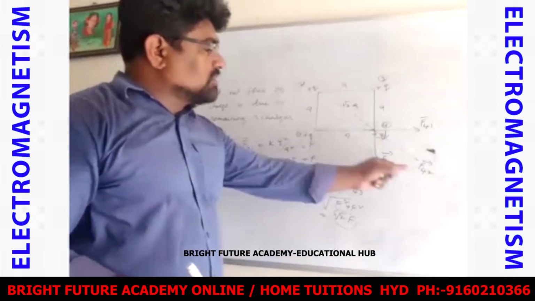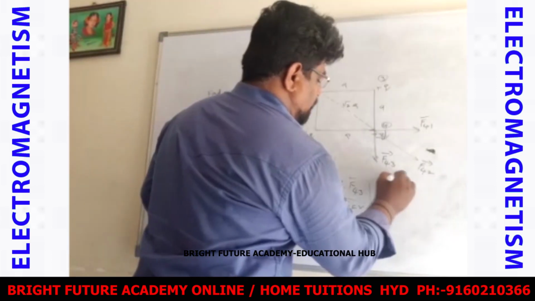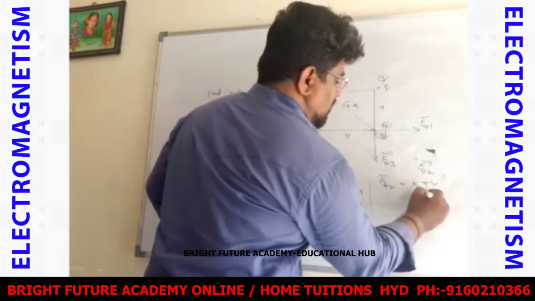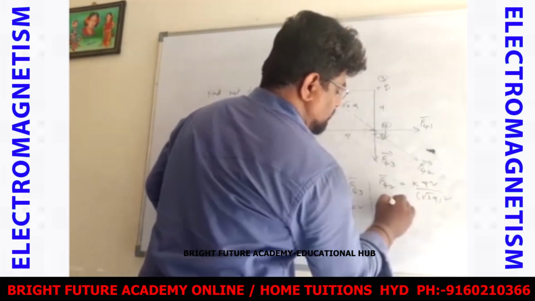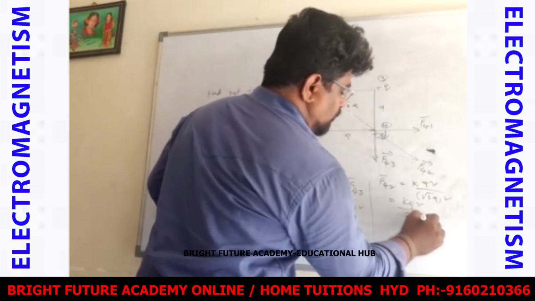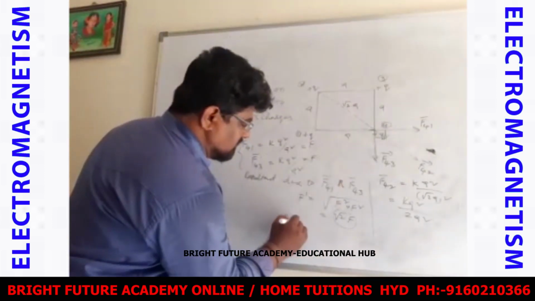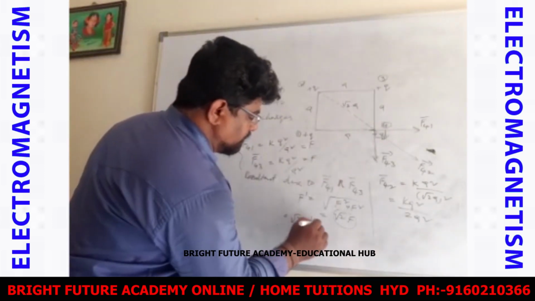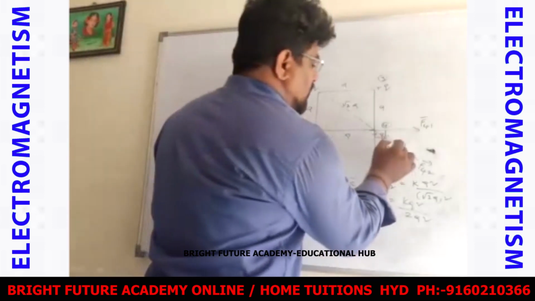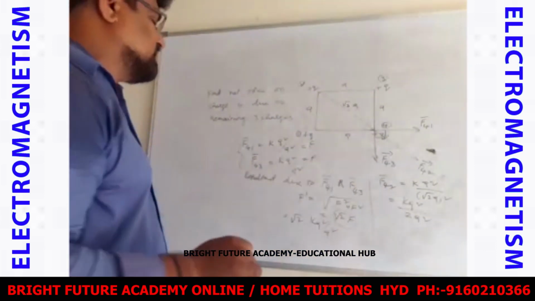Now what is the force on 4 due to 2? It can be taken as F42 equals K into Q square by R square, where R is root 2A, so whole square. That means it is KQ square by 2A square. Here the resultant of the other two is root 2 into KQ square by A square. Since these are along the same direction, we can add these two forces directly.